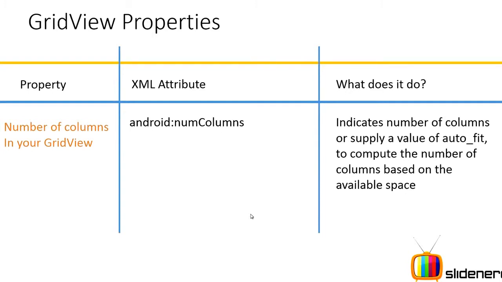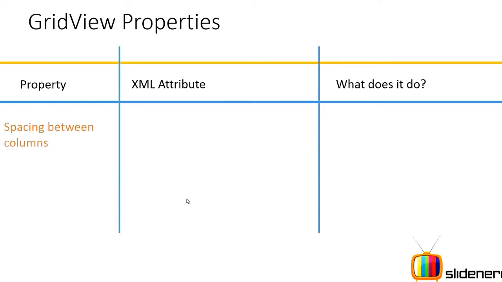Now remember, this is a bad thing. Some devices have small screen sizes, some have big. So if you say that there should be 3 columns always, you're probably going to mess your user interface on a smaller device. So it's better to use this value called autofit, which simply means keep the number of columns variable as per device size.